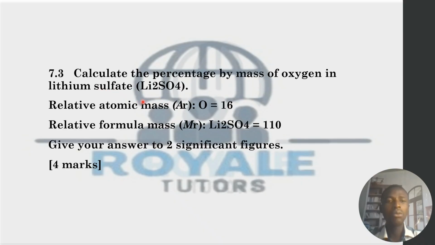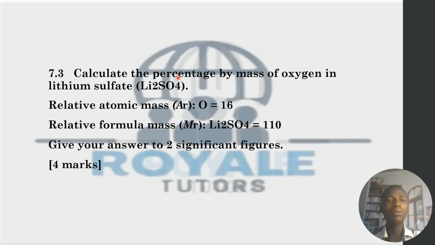Okay, so we've been given the relative atomic mass of oxygen. Of course, you know that is 16, right? And this has also been done for you. The cumulative relative formula mass of the entire lithium sulfate is 110. You're to give your answer in 2 significant figures. This is simple, right?